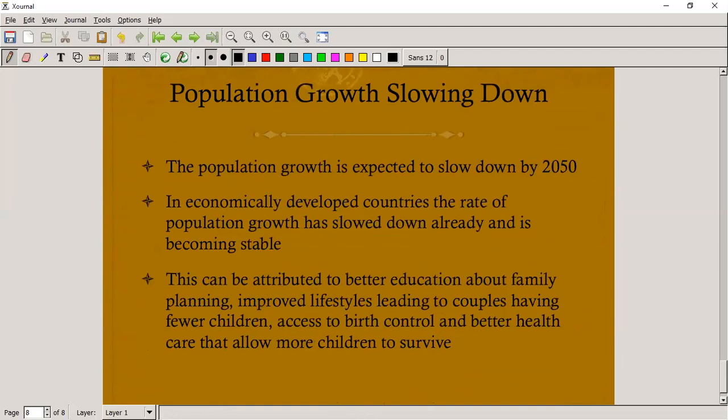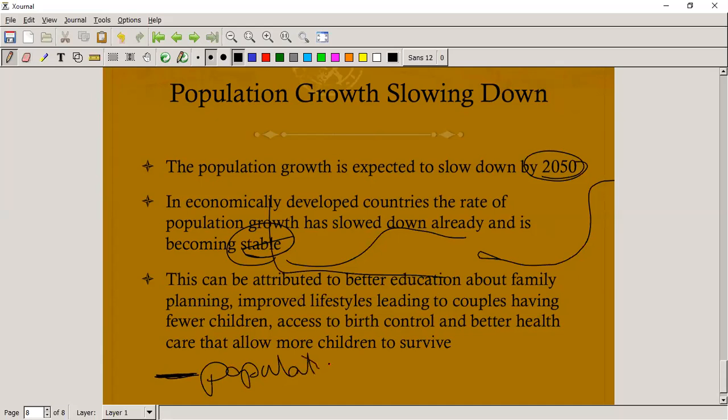Okay, so population growth is slowing down. So hopefully we will reach a new carrying capacity and stabilize our populations. And they're predicting that it would happen by 2050. In economically developed countries, the rate of population growth has slowed down and is already not just becoming stable, but they actually have a negative population growth in certain places. Because people are deciding not to have kids at all, or just have one kid in a family.